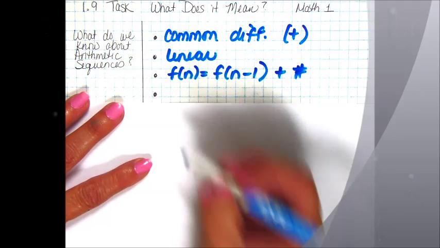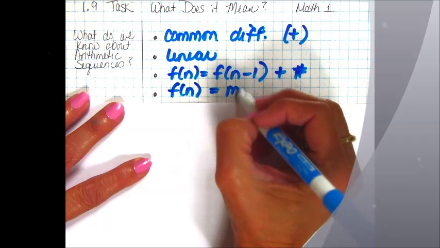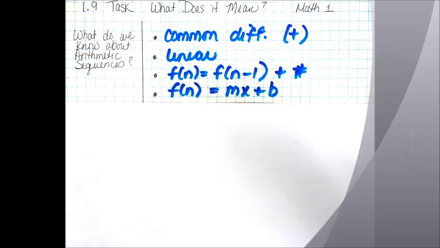The explicit formula, and really what it is, is that same idea of mx plus b. You might have come up with a few more things, and that's okay, but those are the things that I want to cover for now. So now let's move on.